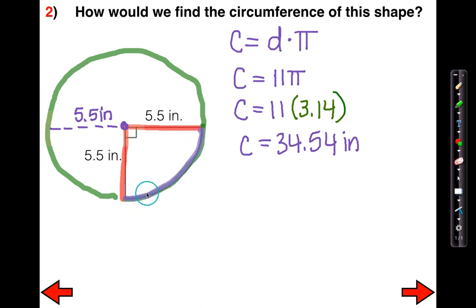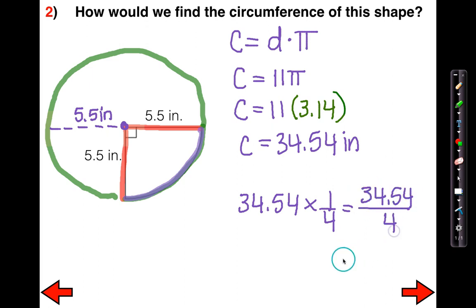So what I'm going to have to do is take 1/4 of this. So how do I do that? Well, I'm going to take the circumference and I'm going to multiply by 1/4, which ends up having you just divide by 4. Once you divide by 4, you're going to end up with 8.635. So this here is 8.635. Why? Because it's exactly 1/4 the circumference of the original.